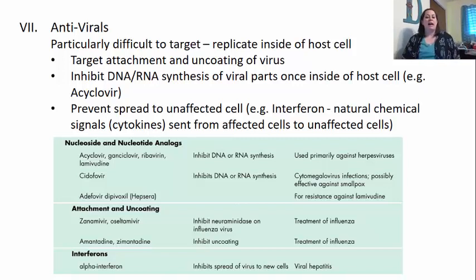Some are for the attachment and the uncoating. You can see that zanamivir is used here. It's an inhibitor that is going to hit the influenza virus, and this is used a lot of times to treat influenza. And then the interferons, like alpha interferon, inhibit the spread of the disease to new cells, and this is used to treat viral hepatitis. All right, so these are the antivirals, and again, they're a little harder because we've got to target the different ways that the viruses utilize the cells.